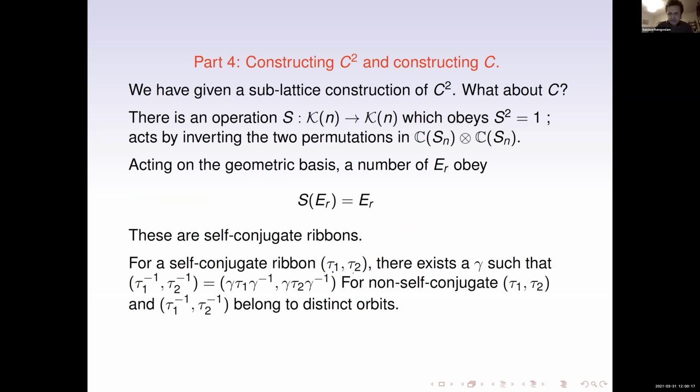or given any permutation pair, if you invert both of them, you can ask, is there a gamma such that simultaneous conjugation of that original pair gives you the inverses? If that is the case, we call it a self-conjugate ribbon graph. If that is not, we call it non-self-conjugate. Basically, this action of inversion descends to a nice action on K of n itself.